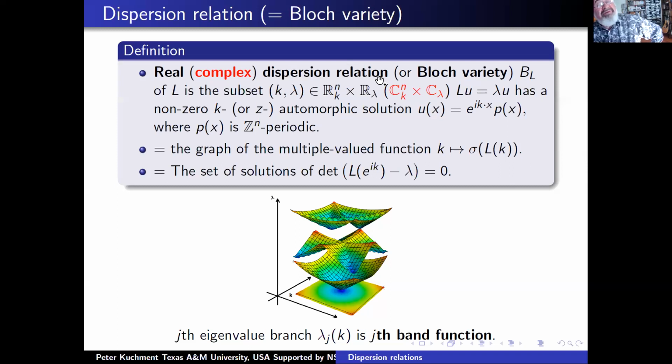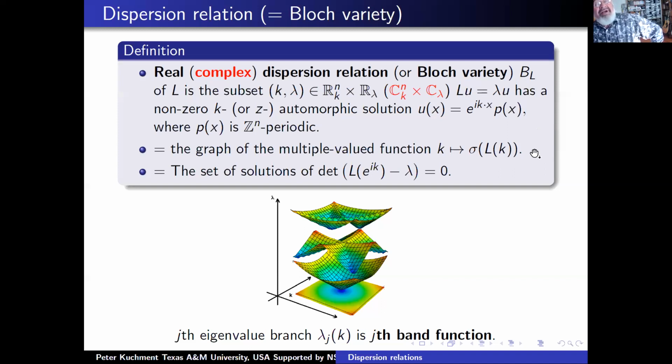Dispersion relation is named from physics. Mathematicians frequently use the word Bloch variety. What it is: the set of pairs K and lambda, or Z and lambda, for us it will be mostly Z and lambda, such that this equation, that eigenvalue problem LU equals lambda U, has a solution which is automorphic with this given K. So in other words, if you give K or equivalently Z, this equation is in a two-dimensional space in my example. That's one way to describe it.